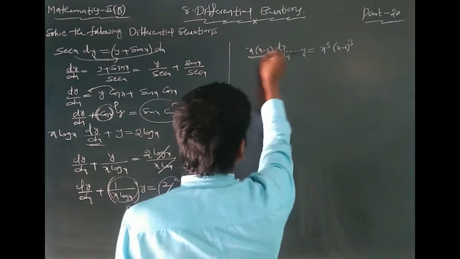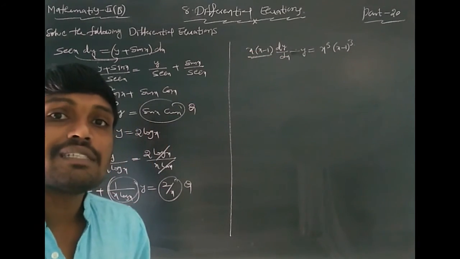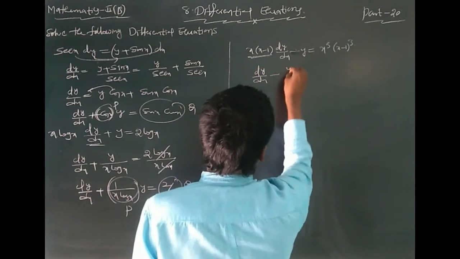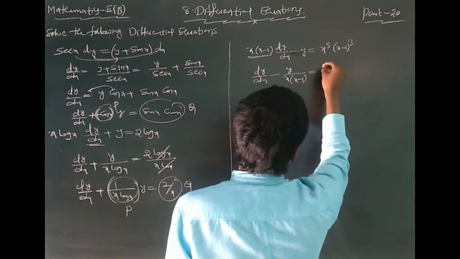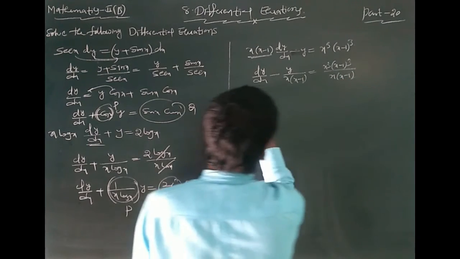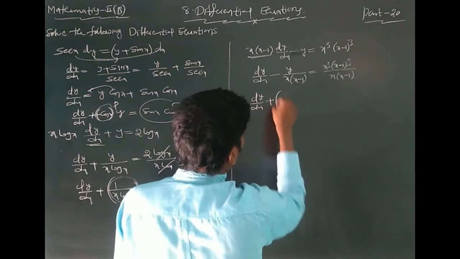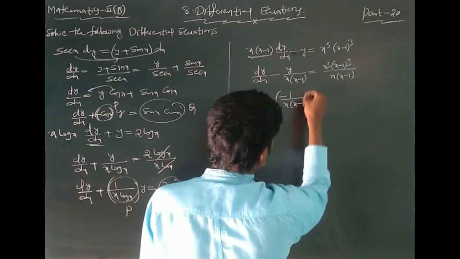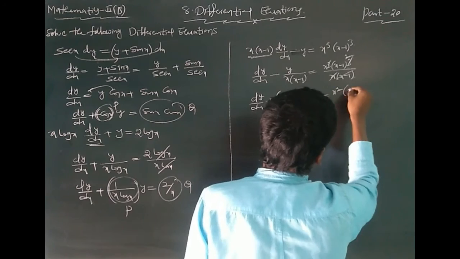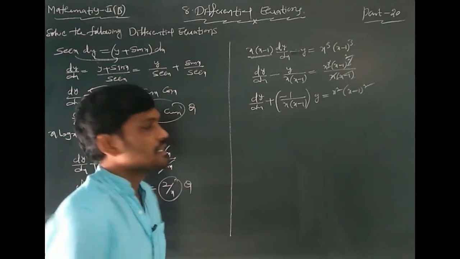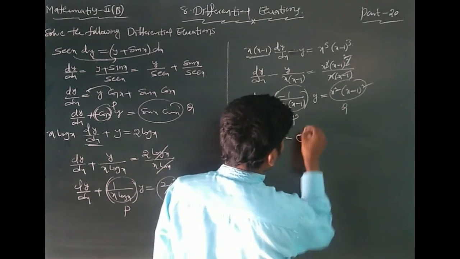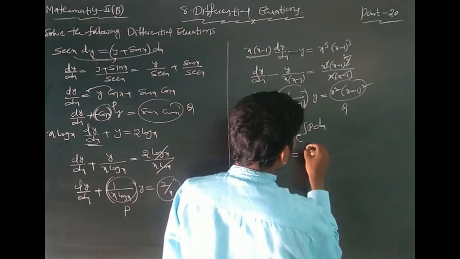Next problem is here. Also the coefficient of dy by dx is not equal to 1. That's why divide totally: dy by dx minus y by x into x minus 1 is equal to x cube by x minus 1 whole cube by x into x minus 1. This can be written as dy by dx minus 1 by x into x minus 1 into y is equal to x square into x minus 1 whole square. This is the value of p. This is the value of q. You can write e power integral p dx. What is the value of p?